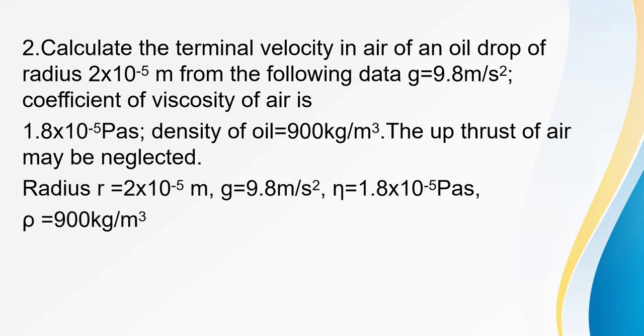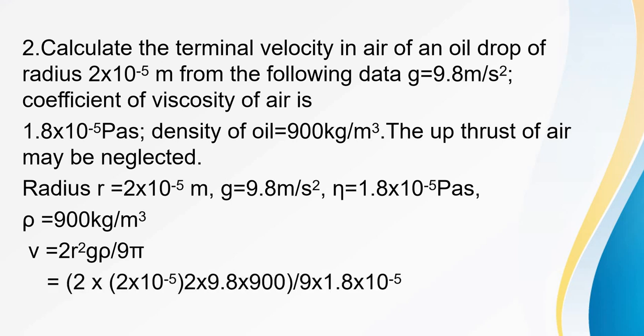So which data are given? Radius is 2 into 10 raised to minus 5 meter. Acceleration due to gravity is 9.8 meter per second square. Coefficient of viscosity is 1.8 into 10 raised to minus 5 Pascal seconds. And density is 900 kilogram per meter cube. Okay, so we can use the formula 2 by 9 r square rho g by eta, not pi eta. This is not pi. By mistake it is written as pi, it should be eta.